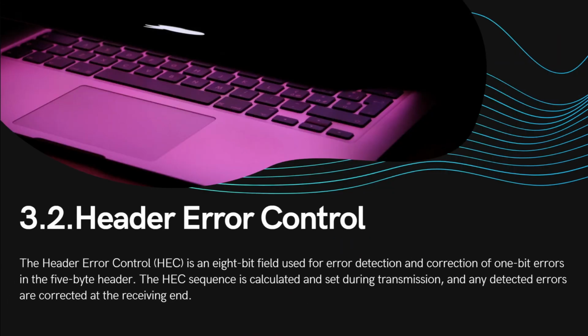In this slide, we're going to talk about the header error control. The header error control, or we call HEC, is an important part of the ATM cell header. So we need to pay more attention to this part because the header error control serves the purpose of detecting and correcting 1-bit errors in the header. The header error control is an 8-bit field that is calculated and set at the transmission side and is used to detect errors at the receiving side.